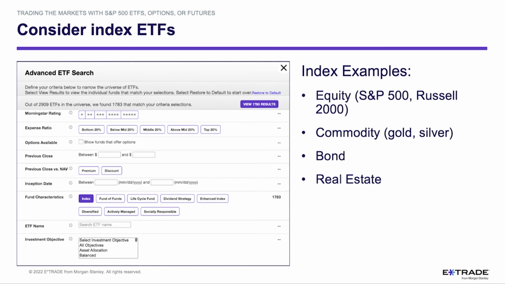But since we're talking about index here, we have selected that, and we see that there are 1,783 that match the index search criteria at this point of screening. And examples that you might see are equity ETFs, which will follow things such as the Russell 2000, the small caps, mid caps, S&P 500, and so forth. You may see commodity index ETFs that might track things such as gold or silver. There are bond ETFs for fixed income that will have a variety of different bond portfolios that you may want to consider. Real estate's another possibility. But these are just examples.